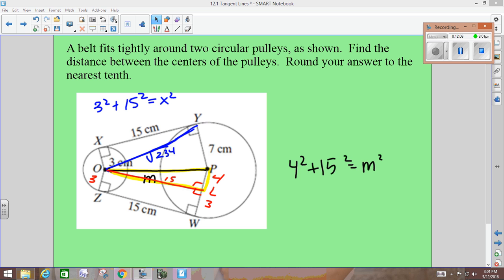Draw the line segment from the little circle to the big circle so that you get a rectangle and a right triangle.